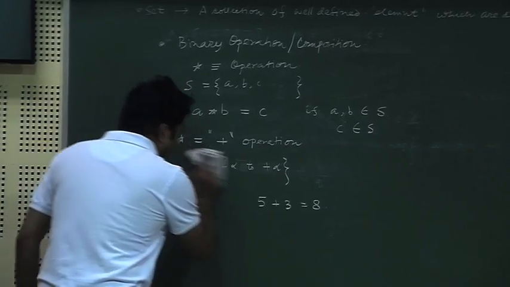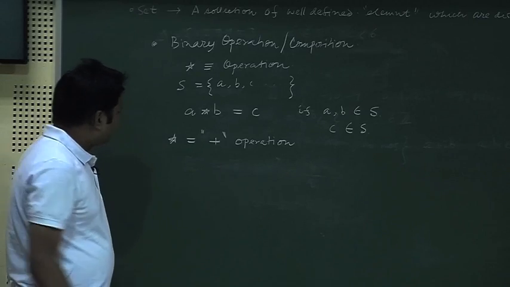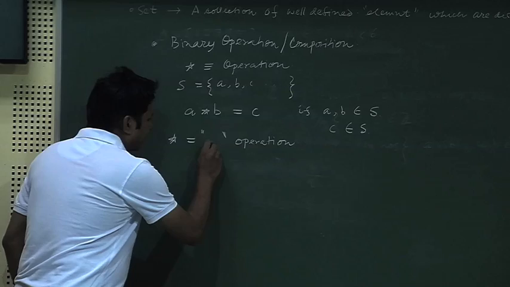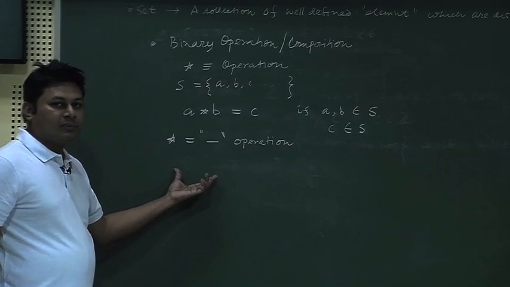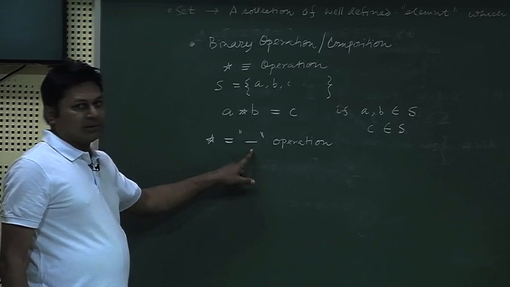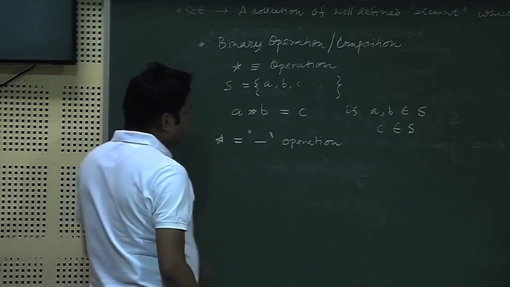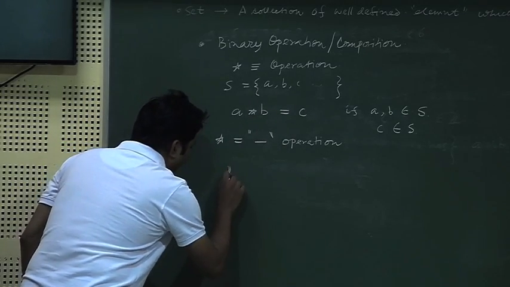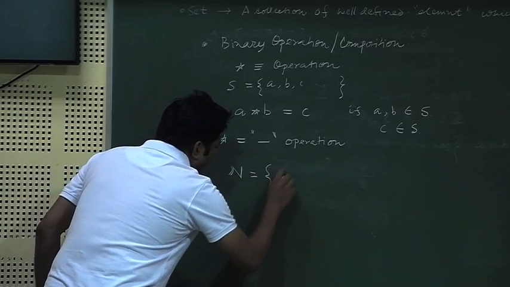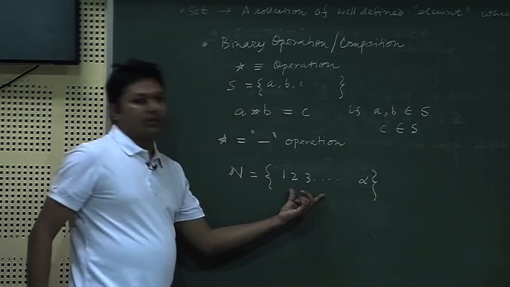Now take another example. I am going to change this, say to minus. I can always do that. Instead of addition, now I am taking an operation, say minus. If I take the operation minus, I am going to apply it over the set of natural numbers. Natural numbers, as I mentioned earlier, are a set which contains 1, 2, 3, 4, 5 up to infinity.